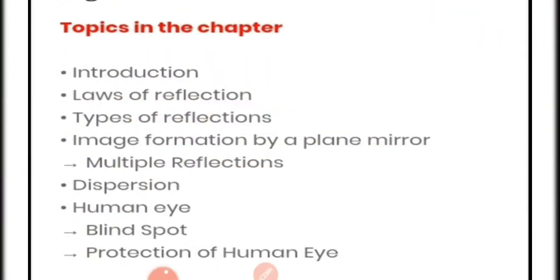The following topics we are going to cover in this chapter. First we will see the introduction part. Then other topics are laws of reflection, types of reflection, image formation by a plane mirror, multiple reflection, dispersion and human eye.